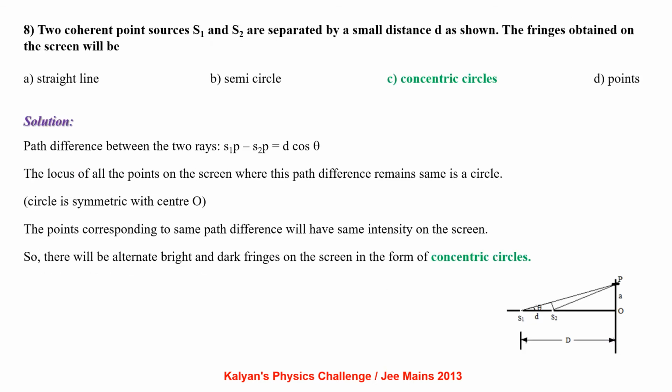Two coherent point sources S1 and S2 are separated by a small distance d as shown. The fringes obtained on the screen will be: the path difference between the two rays is S1P minus S2P. The locus of all points on the screen where this path difference remains the same is a circle. The circle is symmetric with respect to center O. So the points corresponding to the same path difference will have the same intensity on the screen. So there will be alternate bright and dark fringes on the screen in the form of concentric circles.